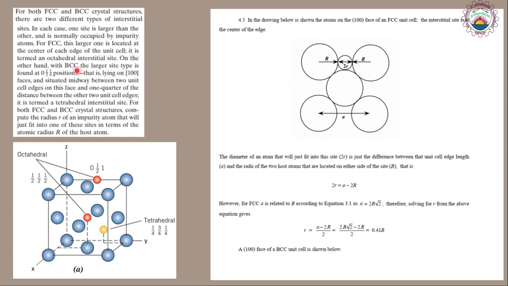And the largest site type in the BCC is found at this position, 0, 1 by 2, 1 by 4. So on the x-axis it is 0, on the y-axis it is 1 by 2, on the z-axis it is 1 by 4. So somewhere here in the BCC cell, this is the FCC one. In the next lecture we will draw for the BCC as well.